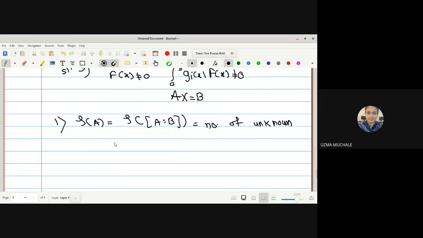Second case, okay. First, we will discuss the first case. In that, we have a unique solution. That is, the value of the determinant of A is non-zero, and we get a unique solution in the first case.